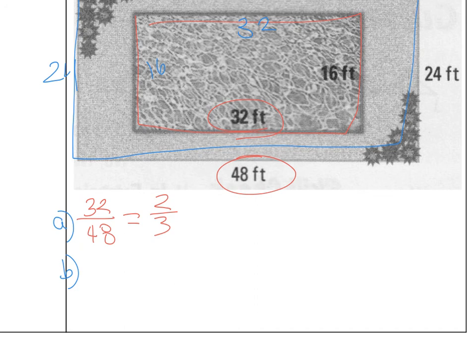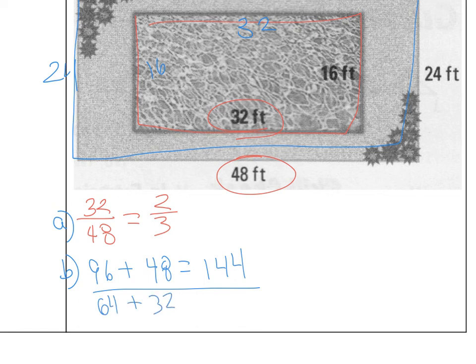48 and 48 gives me 96. Plus 2 24s gives me 48. Add those together, and you should get 144. And I'm just going to do this as one big fraction here. 32 and 32 gives me 64. Plus 16 and 16 is 32. That gives me a total of 96. Now here we've got our fraction for our ratio. Let's go ahead and simplify it.